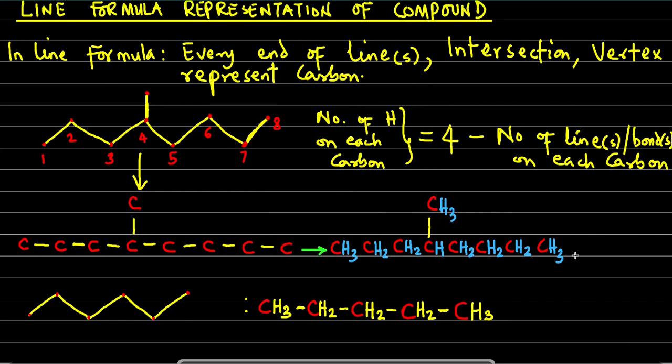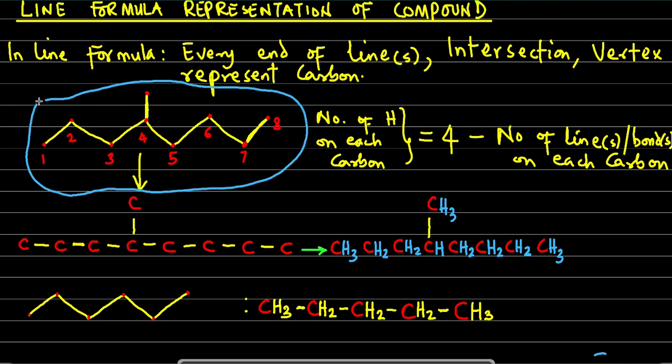Now, there are ways people can write compounds other than the carbon-hydrogen pattern, right? So oftentimes you might see compounds represented in a line formula. This particular method is called the line formula. And in line formula, we said every end of line or intersection vertex represents carbon.